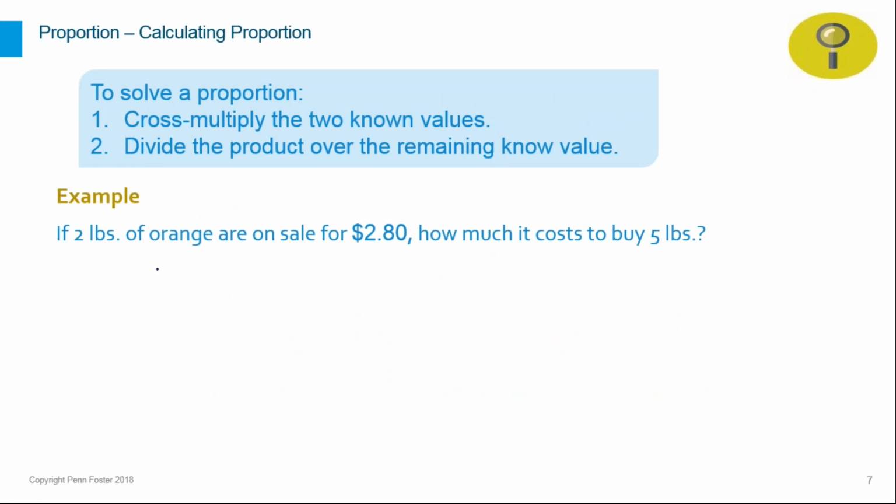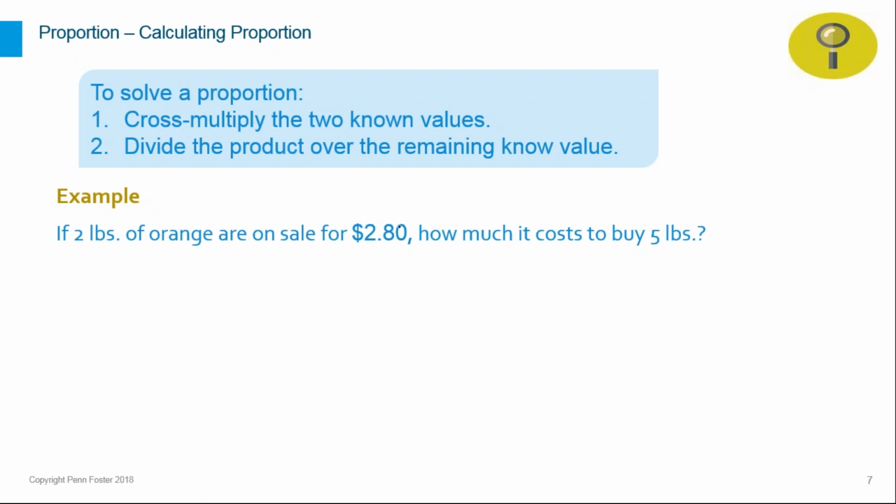If 2 pounds of orange are on sale for $2.80, how much does it cost to buy 5 pounds of orange? Now, because we have a decimal number here, 2.80, it's going to be hard for us to just multiply times a whole number. So in that case, we need to set up a proportion and learn how to solve the proportion.